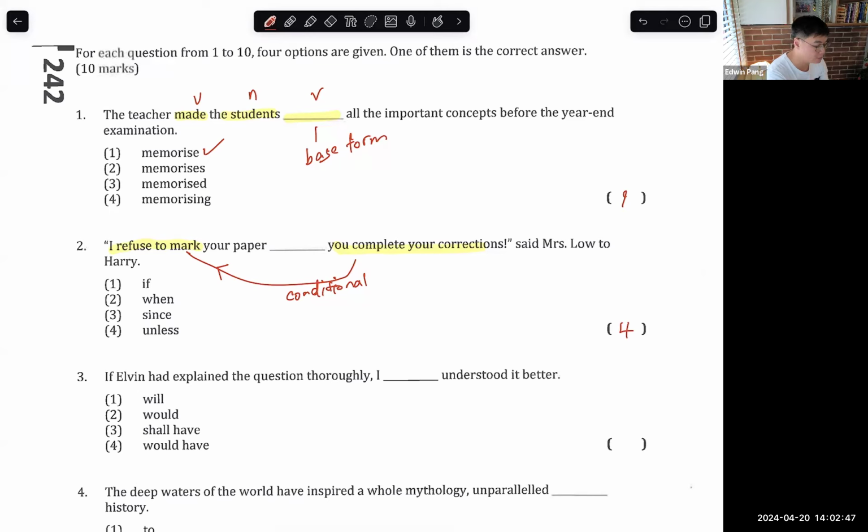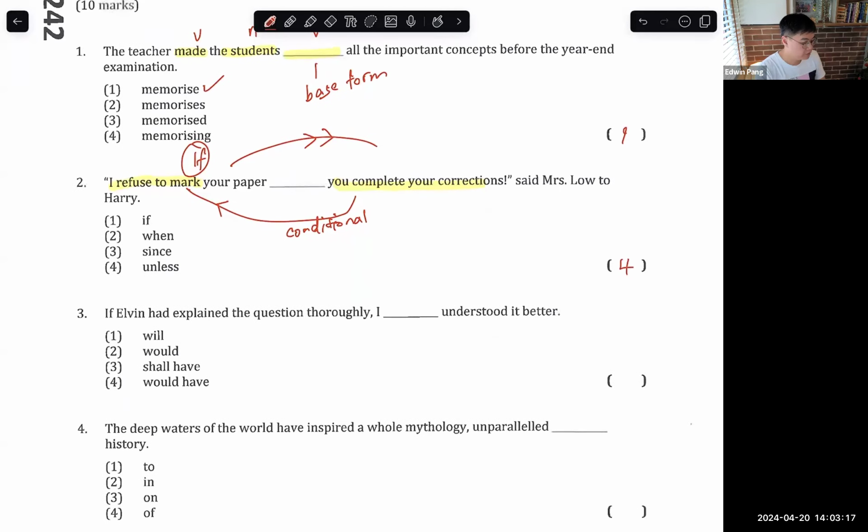So I refuse to mark your paper unless you complete your corrections. If you want to flip it around, then you might say, if you complete your corrections, I will mark your paper. So imagine if it goes in that direction, then it's if, which means that the conditional goes from front to back. But in this case, since "I refuse to mark your paper" is in front, the order is reversed. So you use the conditional unless.